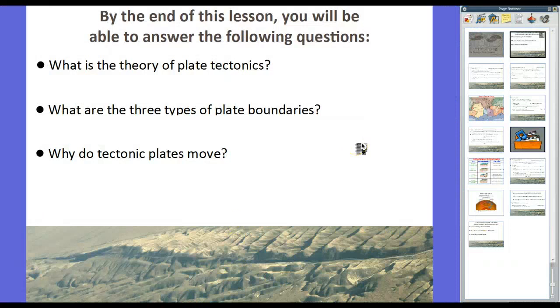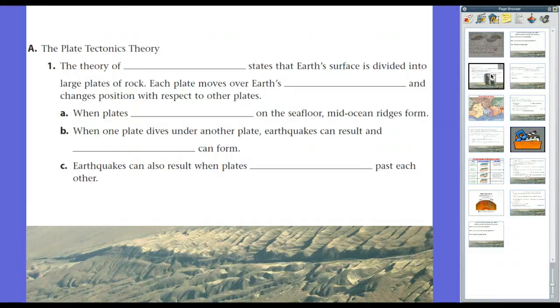Alright, so you're back. Let's go ahead and get going with these notes. Question number 1 is asking, what is the plate tectonics theory? Let's answer that one right now.